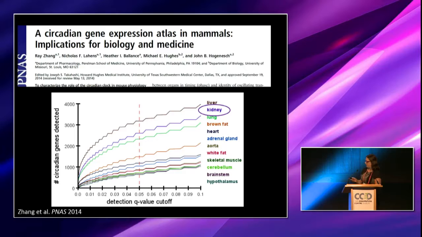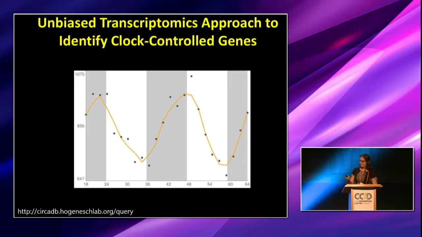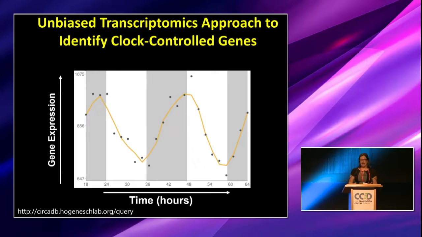So one of the figures that you can derive from Dr. Hoganesh's database is shown here. This is just a representative gene expression graph. Gene expression relative values on the y-axis and time in hours on the x-axis. The rest phase is indicated by the white bars and the active phase by the gray bars.